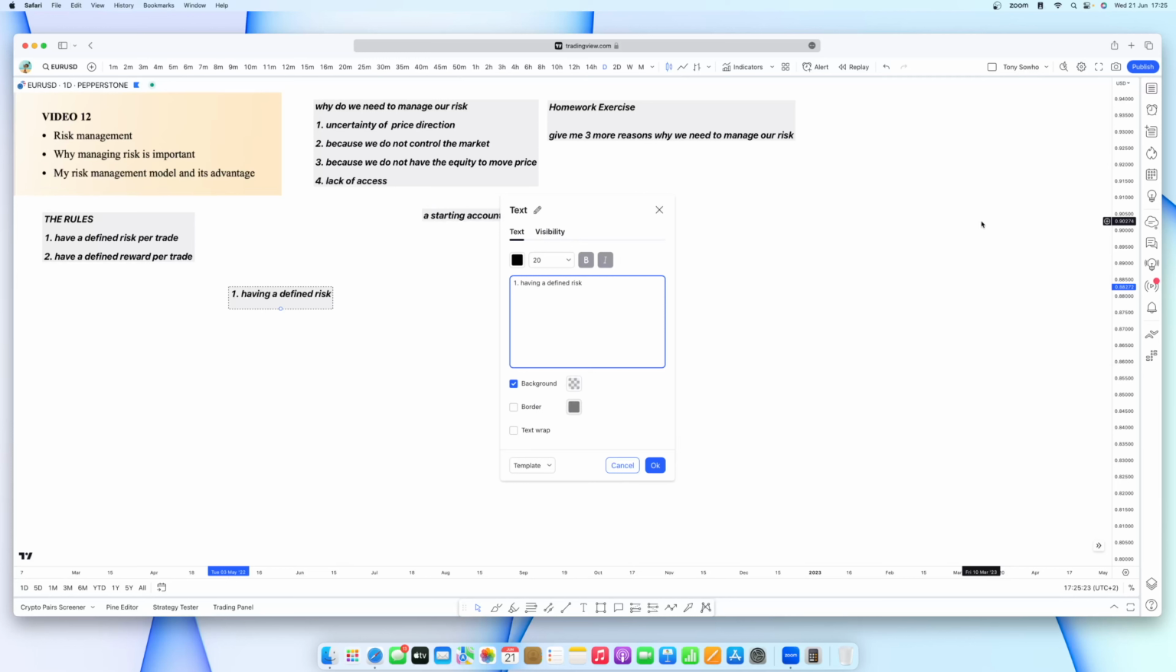That lot size, if you use 0.5, is going to accommodate a 10 pip stop loss. So if price decides not to go your way, the broker will take you out at a 10 pip stop loss. All right, so number one, having a defined risk. How do you have a defined risk? Number one, determine the stop loss.